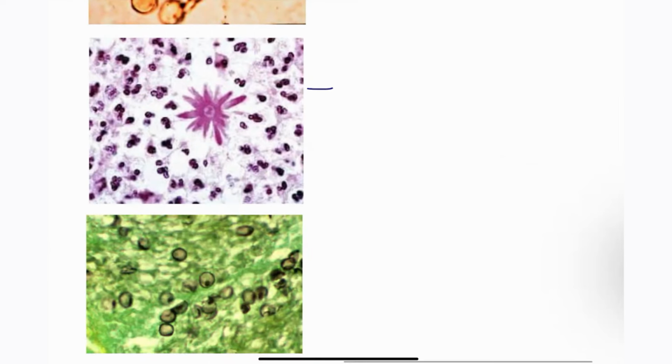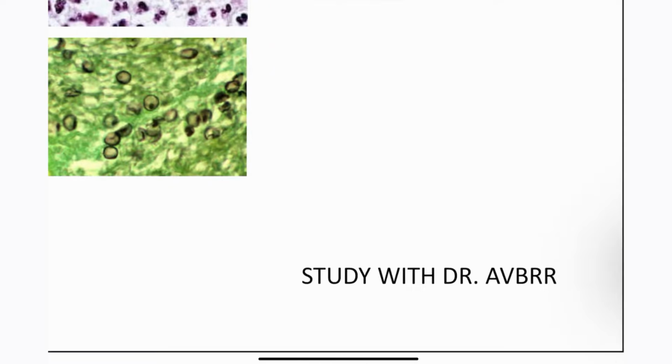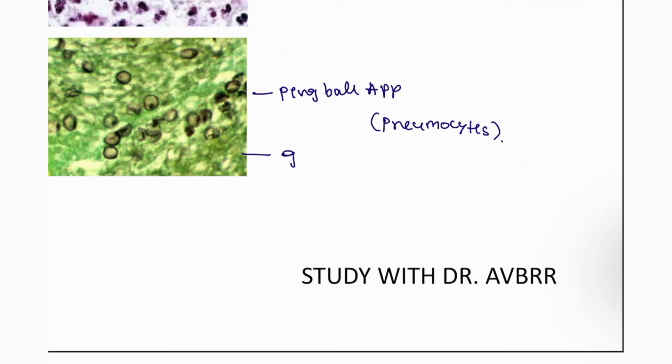Next, this is the asteroid. These are the asteroid and cigar shaped bodies seen in sporotrichosis. Next, pneumocystis. This is the condition with a pink ball appearance. This is seen in the patients of pneumocystis. Okay, pneumocystis. So what is this green color stain, guys? This stain is known as the Gomori methenamine silver stain. Okay, the stain that is commonly used for this patient.